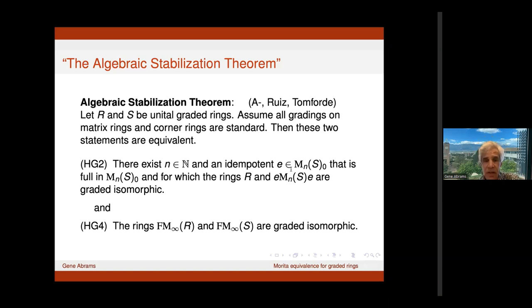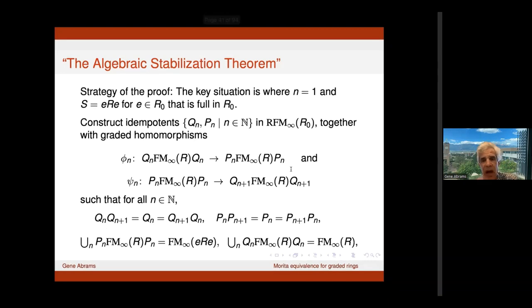So there are two statements that turn out to be equivalent. If you naively put the word graded in the old condition M4, the condition on the isomorphism between the FMs, and you simply put the standard grading on there, then the appropriate M2 condition turns out to not just be the naive generalization. In fact, we need this extra condition that the idempotent has to be full in the zero component. And we call this the algebraic stabilization theory.